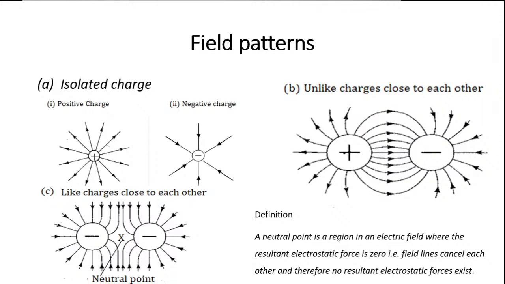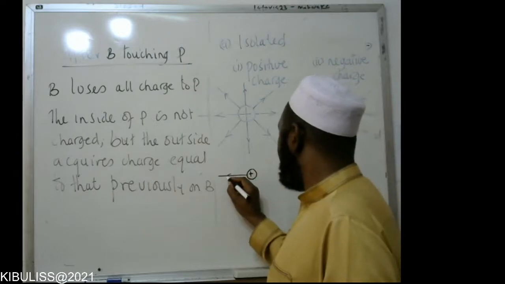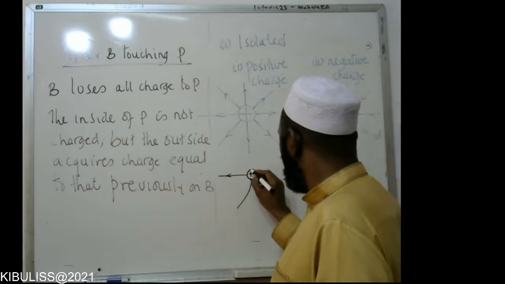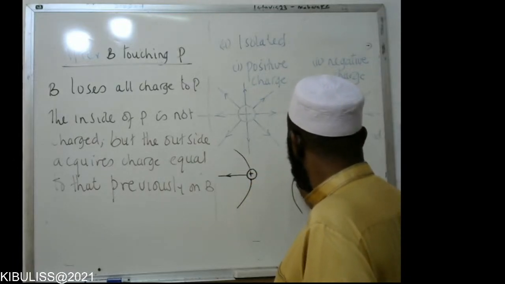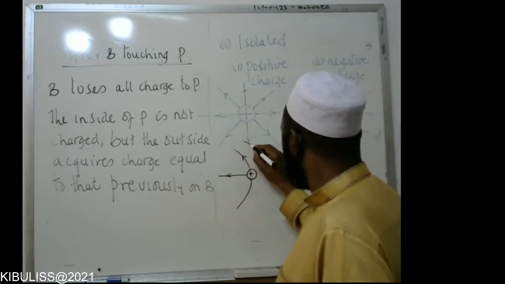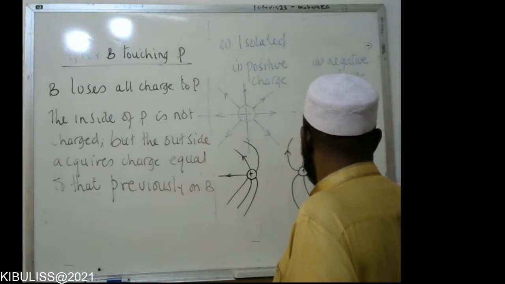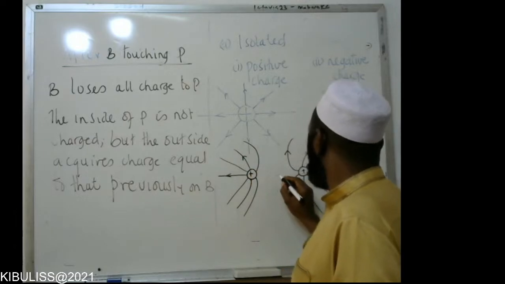Now, like charges close to each other. That means if we have positive and positive charges that are close to each other, they are like charges, so they are going to be repelling. Remember, this field is coming, this one is moving in that direction, another one is moving in that direction. Because of repulsion, that is going to be moving in that direction. So we are going to create a neutral point there.